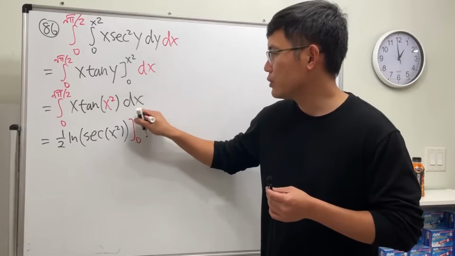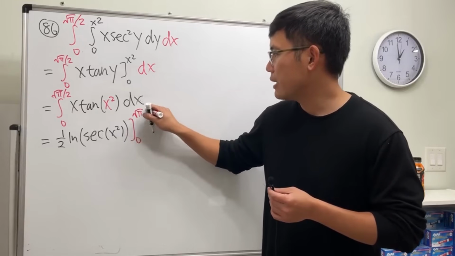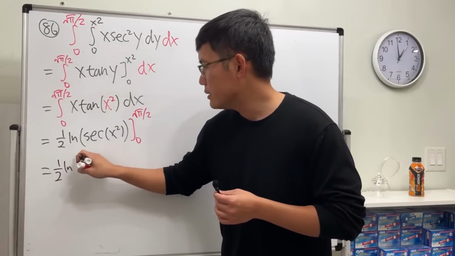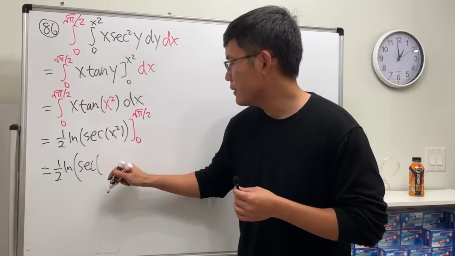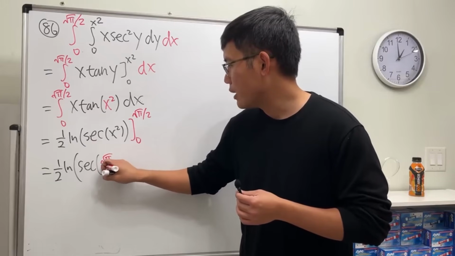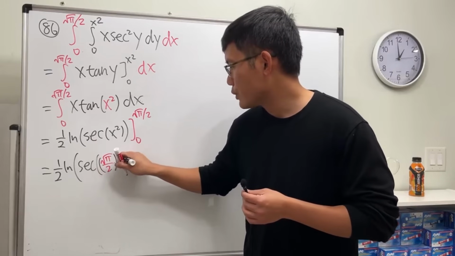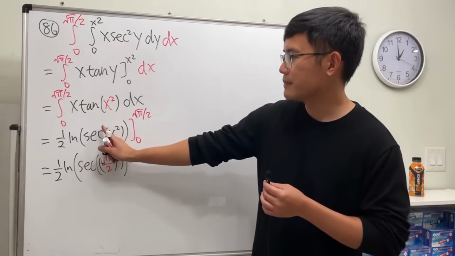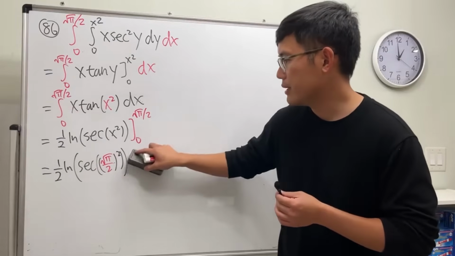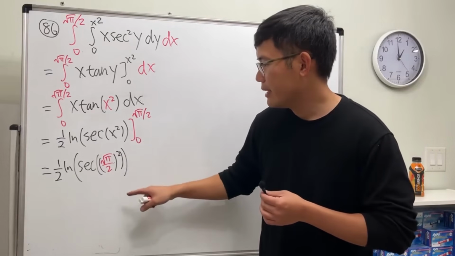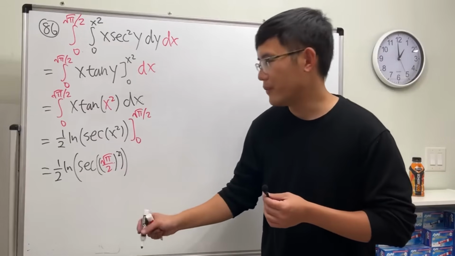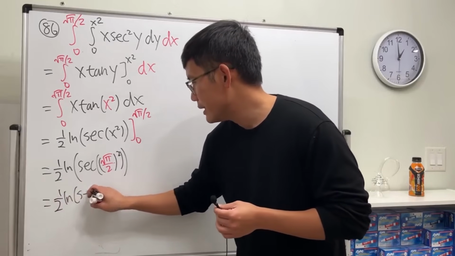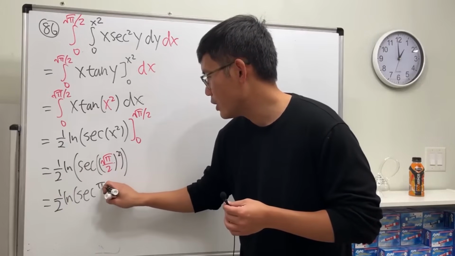Alright, and then we go from 0 to square root of pi over 2. And we get 1/2 ln parentheses secant of square root of pi over 2 squared, like this, like that. And then minus, put 0 in here is 1. ln 1 is 0, so we don't have to worry about it. And then here inside is just secant of pi over 4. So this is 1/2 ln secant of pi over 4.